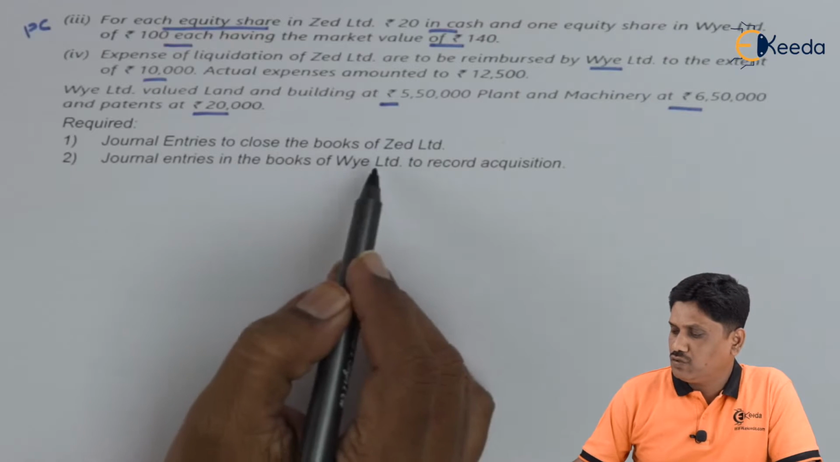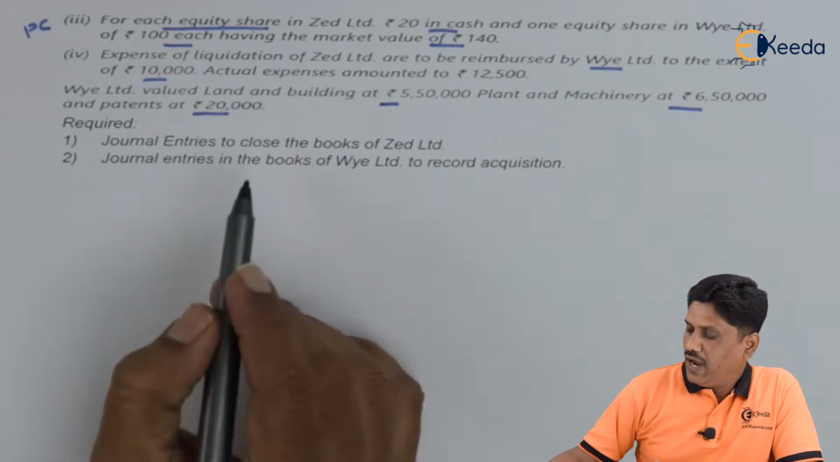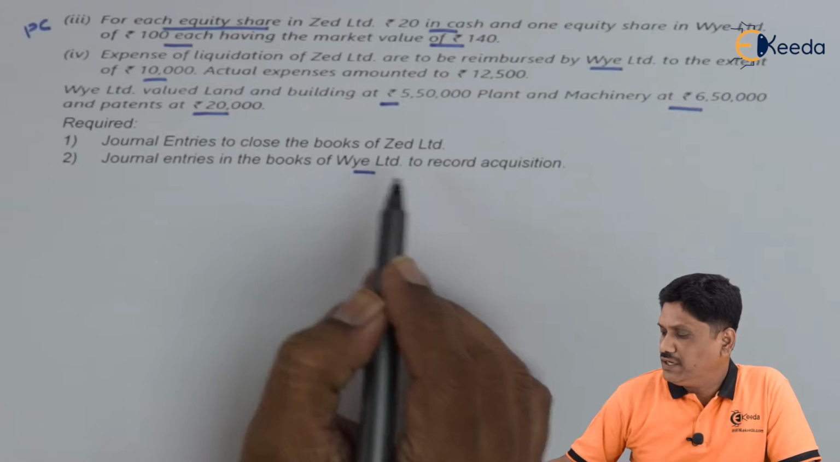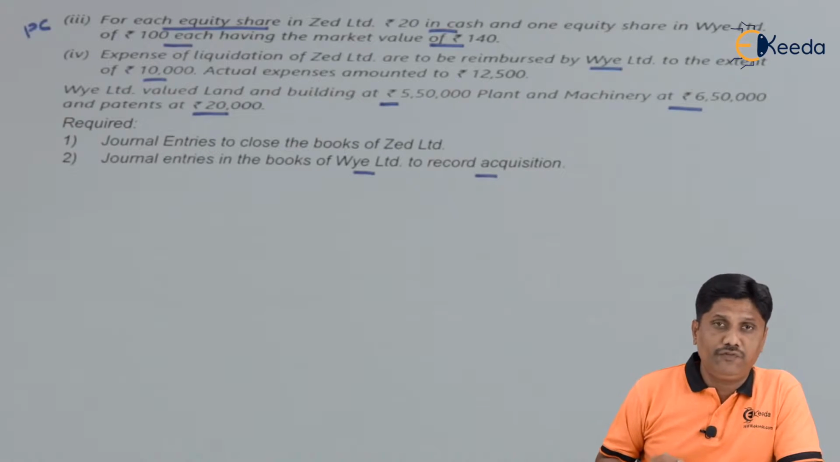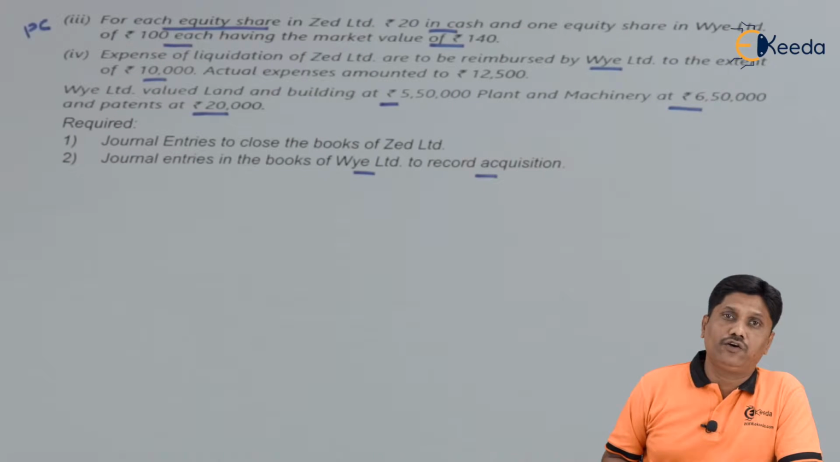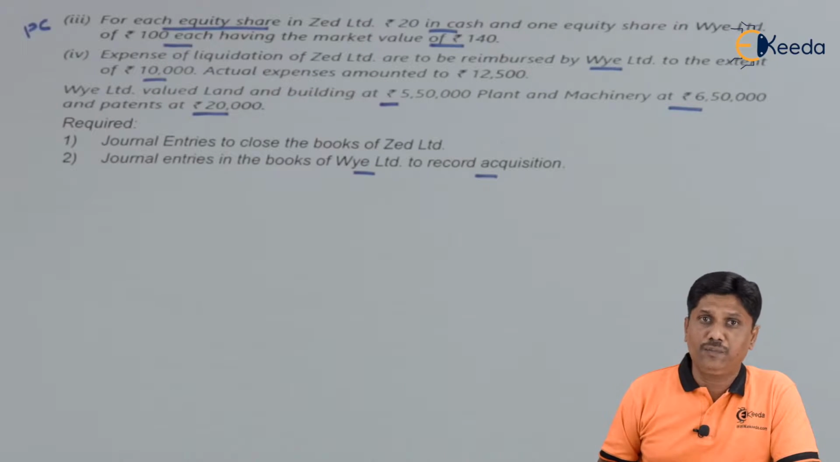Required journal entries to close the books of Z Limited and journal entries in the books of Y Limited to record the acquisition. So only entries they want. But before you proceed further, you need to work out your purchase consideration. Let us work out purchase consideration.